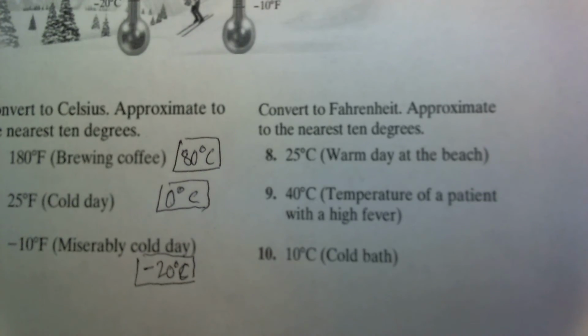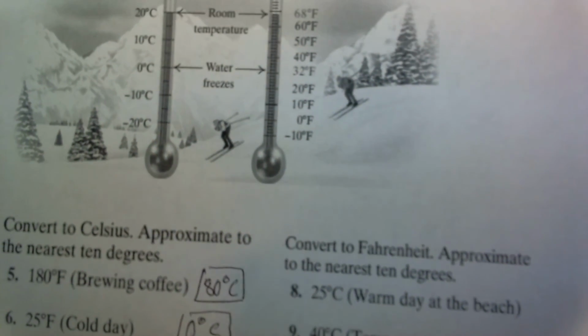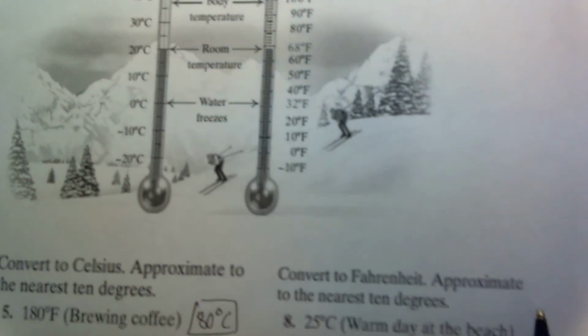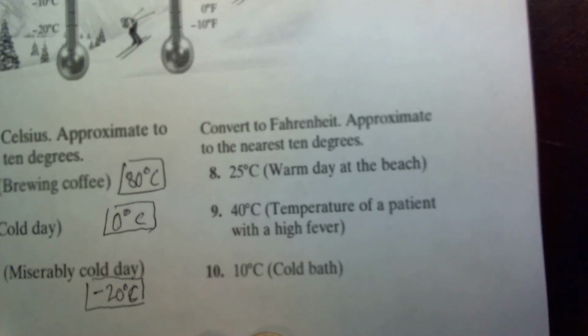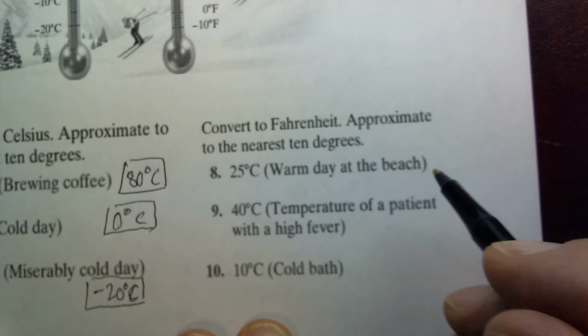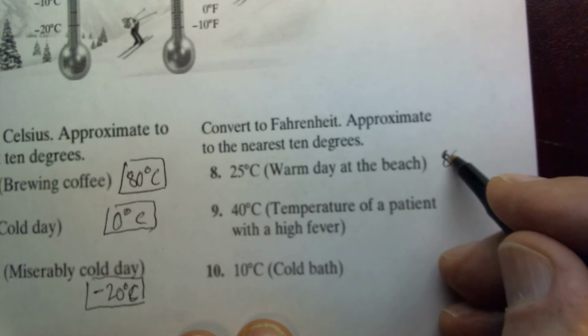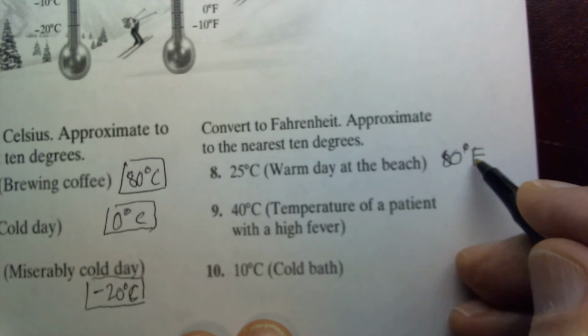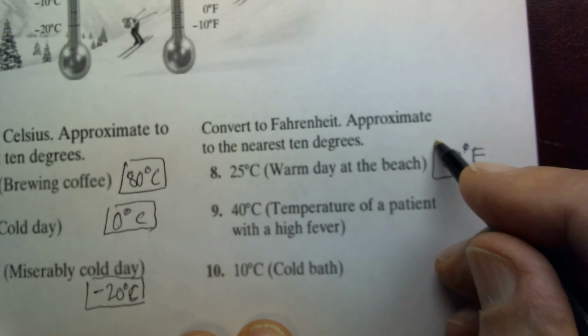So let's do the same thing. We use the temperature scales. So then 25 degrees Celsius would be about here, and we note that that's about equal to 80 degrees Fahrenheit. So 25 degrees Celsius, about 80 degrees Fahrenheit. These are all approximations. Later on we learn how to calculate these temperatures precisely.